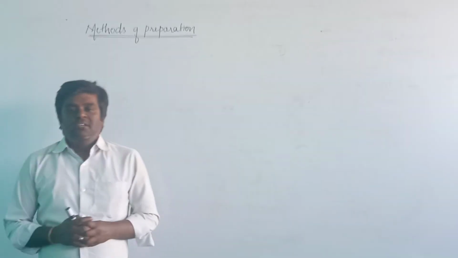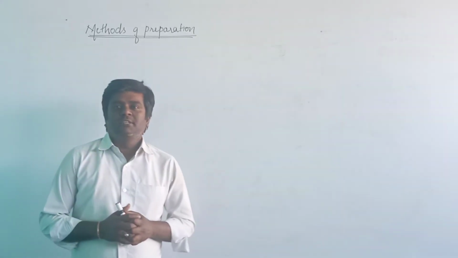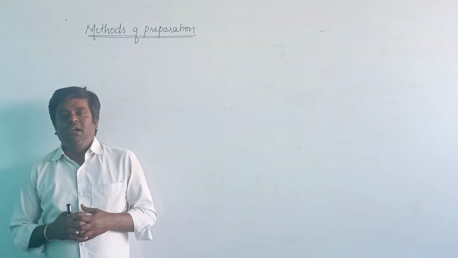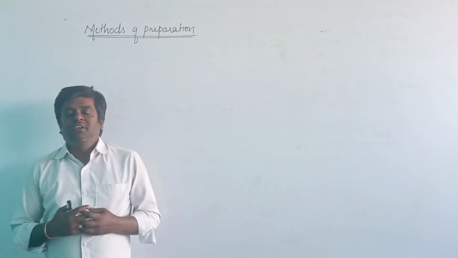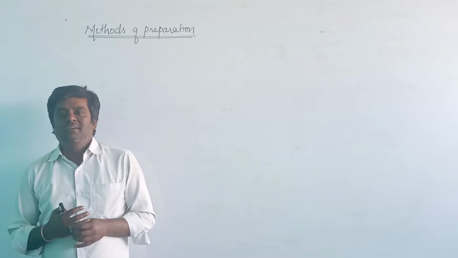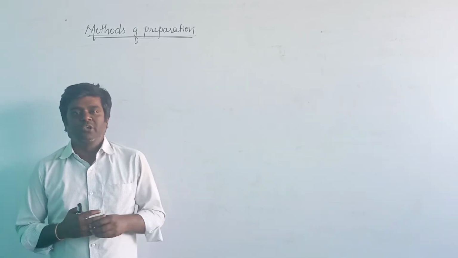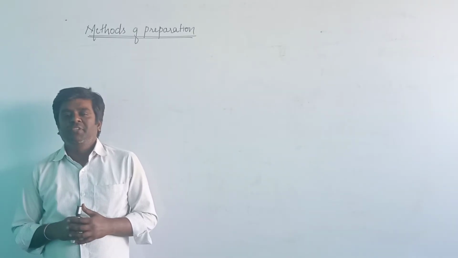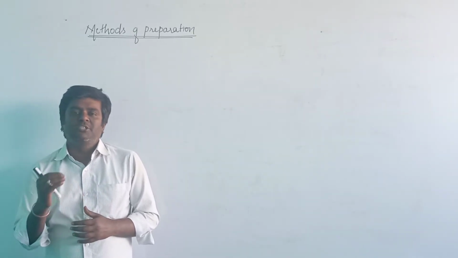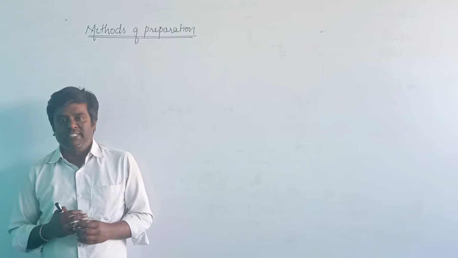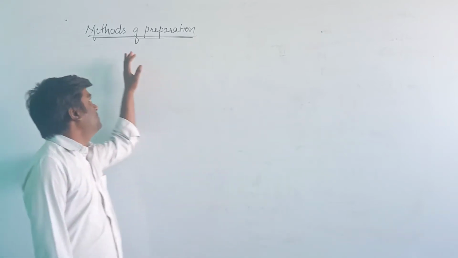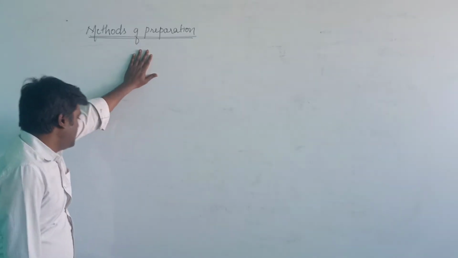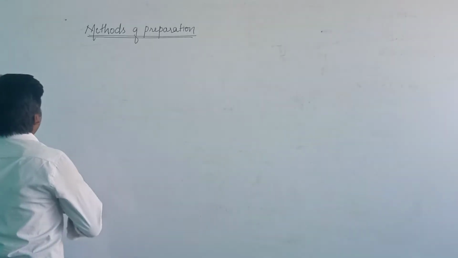In the last class, we started carboxylic acid as a new topic, and we also saw the general introduction and the nomenclature for the organic compounds. In today's class, we will discuss the methods for the preparation of carboxylic acid. Let us see the first method.